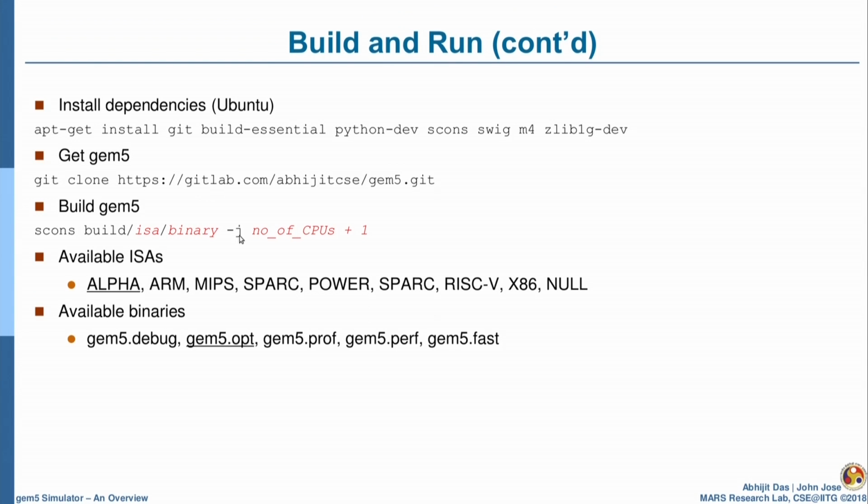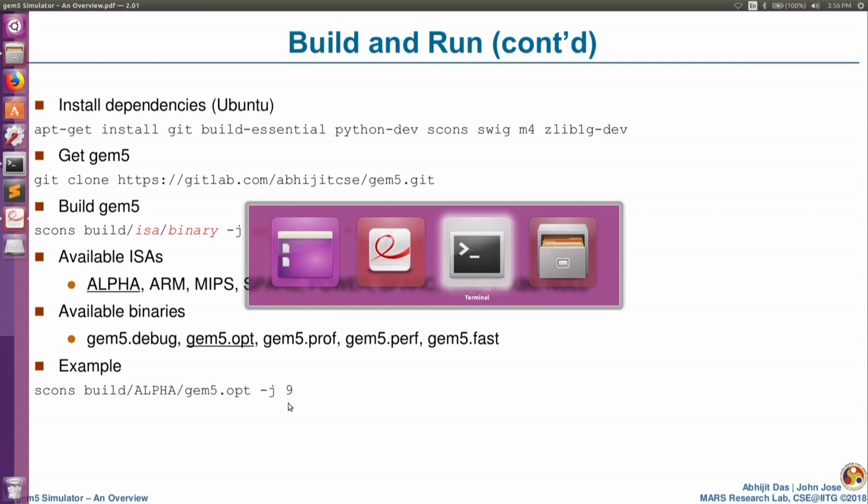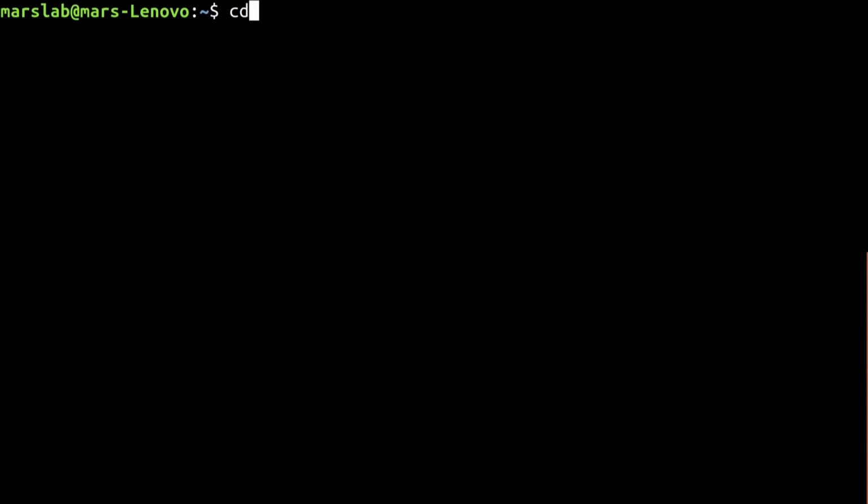Then the command is followed by -j, which specifies the number of jobs to be performed, and typically it is one more than the number of CPUs that we have in our system. Please note that this number of CPUs has no connection with the simulation, but they just make the build faster. So we can use this command and get started. Let me show you. I will go to the terminal and reach the GEM5 directory.